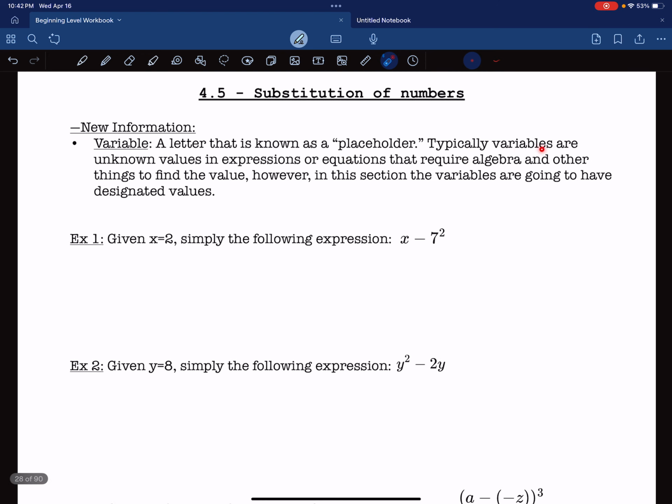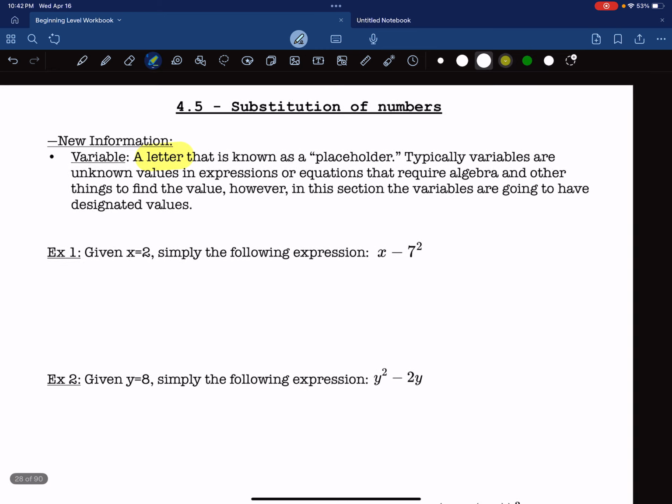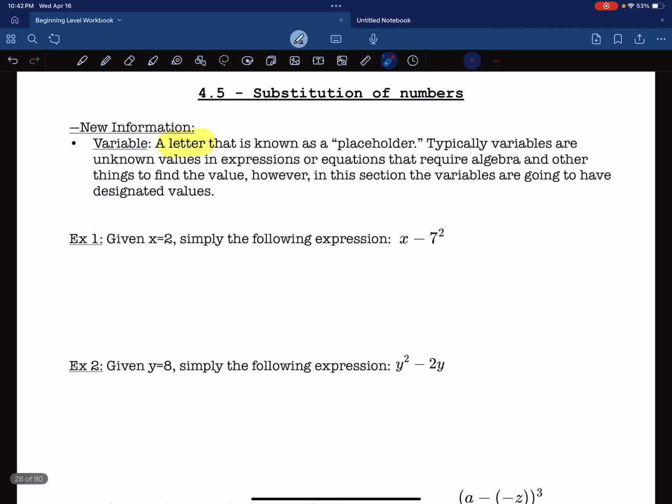And typically, variables are unknown values in expressions or equations. So typically, we see a variable which is a letter. So I'm gonna have a highlighter option here. I'm going to highlight letter. So we know a variable is a letter, right? And typically, variables are unknown values in expressions or equations that require algebra and other things to find a value. But you're in luck, because in this section, the variables are going to have designated values.